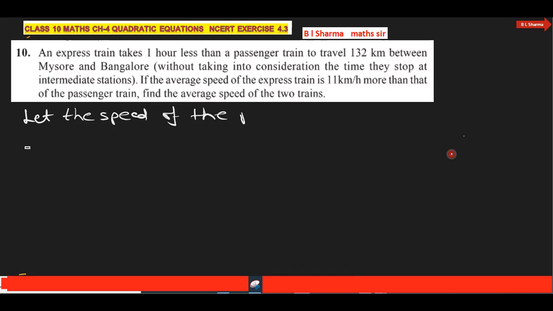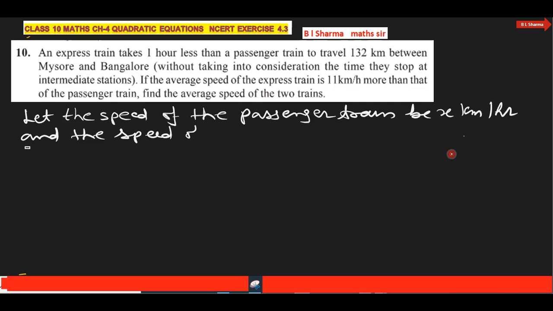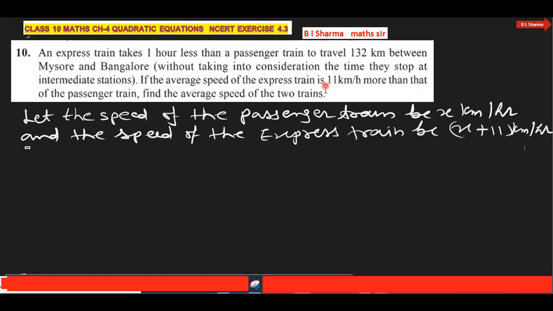The speed of the passenger train be x kilometer per hour, and the average speed of the express train will be x plus 11 किलोमीटर पर आवर. इट इज ऑलरेडी गिवन कि ये जो एक्सप्रेस ट्रेन है उसका स्पीड पैसेंजर ट्रेन से 11 किलोमीटर ज्यादा. इट इज मोर देन दैट द पैसेंजर ट्रेन. इट मींस व्हाट इज गिवन हियर.